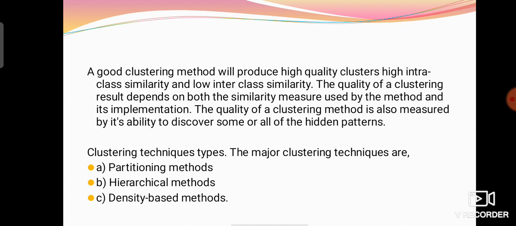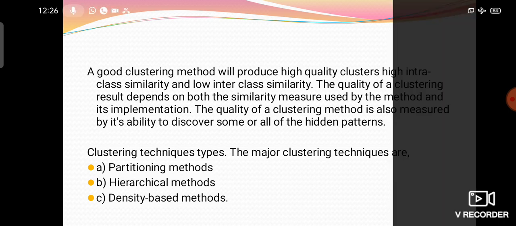Clustering techniques may be of types such as partitioning methods, hierarchical methods, and density-based methods.